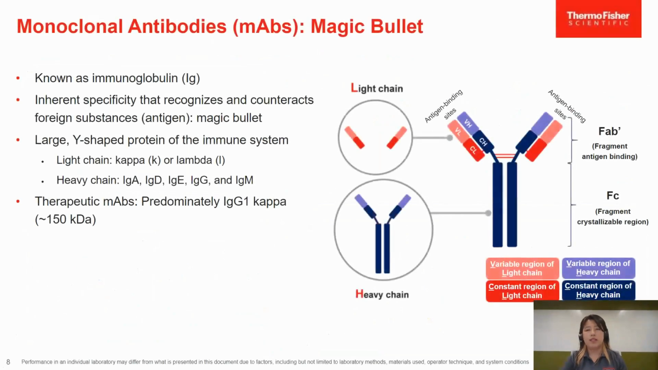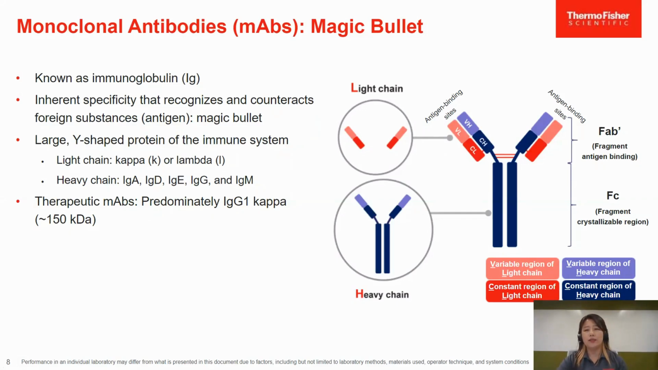As I briefly mentioned, here we monitor the monoclonal antibodies. So I'm going to give you more background on the monoclonal antibodies, or mAbs. These molecules are known as immunoglobulin. It has a very unique inherent specificity that recognizes and counteracts foreign substances, so-called antigen. In the early 1980s, it was first introduced as experimental therapy. And then that publication actually called monoclonal antibody a magic bullet because of its specificity.